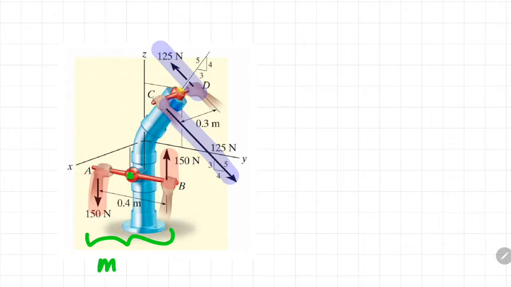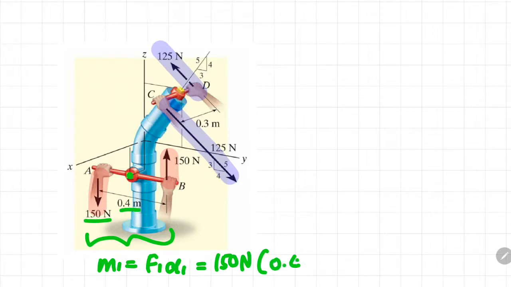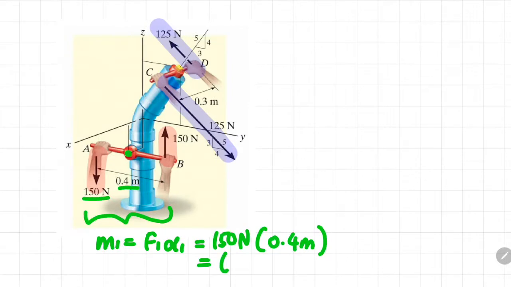Okay, so the formula to find the moment is equivalent to F1 multiplied with d1. So the couple force is 150 Newton. The perpendicular distance between the forces is 0.4 meter. So the corresponding magnitude for this couple force would be 60 Newton meter.